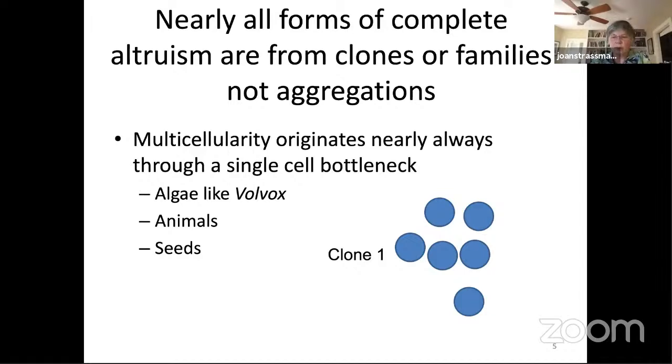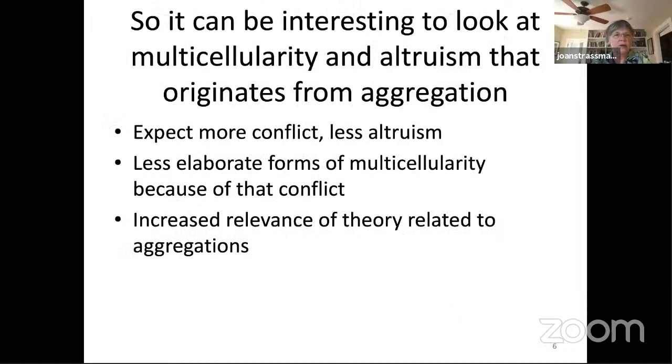So for animals, your body, hard as it is to believe, was once a single cell, and the same is true with other things. So if altruism is easy to obtain in clonal organisms, that means that if you can find it in non-clonal organisms that originate from aggregation, you might learn something that you didn't expect. You'd expect more conflict, less altruism. Perhaps if we're looking at the origins of multicellularity, there would be less elaborate forms because of that conflict, and increased relevance of the theories having to do with aggregations, perhaps less relevance of things like kin selection.